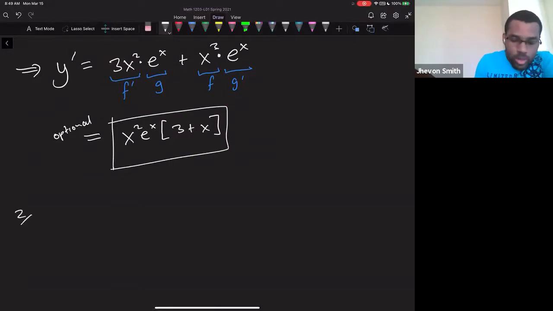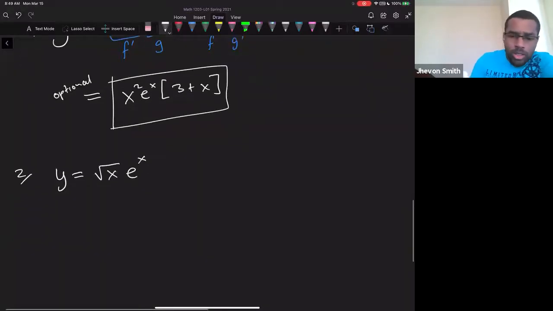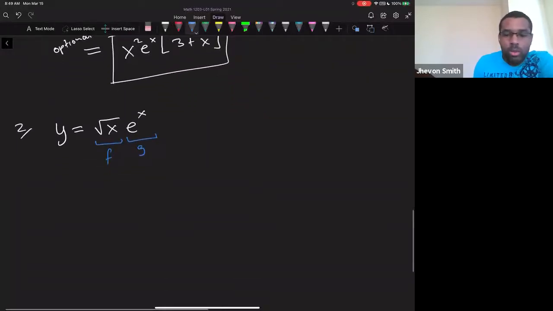Two. y equals the square root of x, e to the x. Again, we have a product of functions. Now, pro tip, you're always going to want to rewrite. I'm not sure if I want that in red. Pro tip.